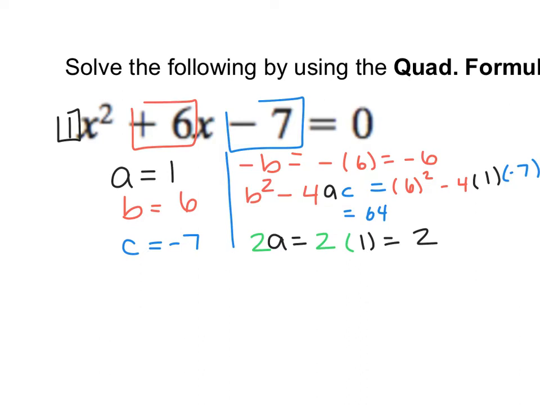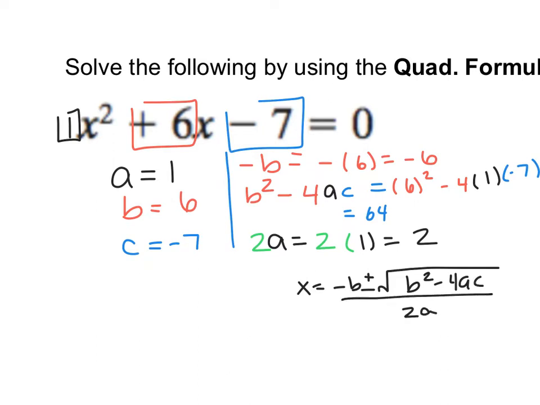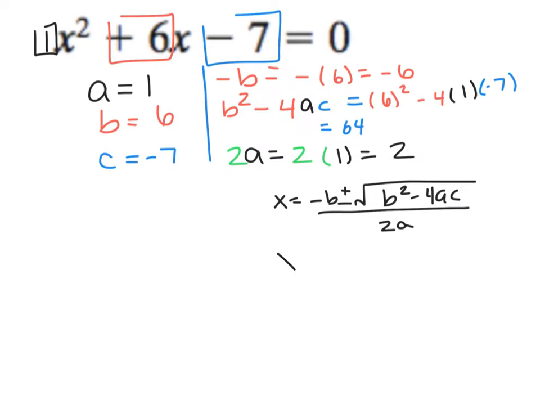So I now just substitute these values into the quadratic formula. We learned yesterday that our quadratic formula was x equals negative b plus or minus the square root of b squared minus 4ac all over 2a. So I now know my values. I have x equals, my negative b was a negative 6, plus or minus the square root of b squared minus 4ac, which was just 64, all over 2, because 2a was 2.